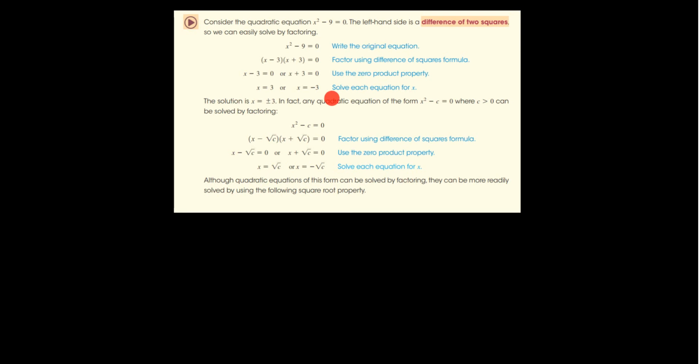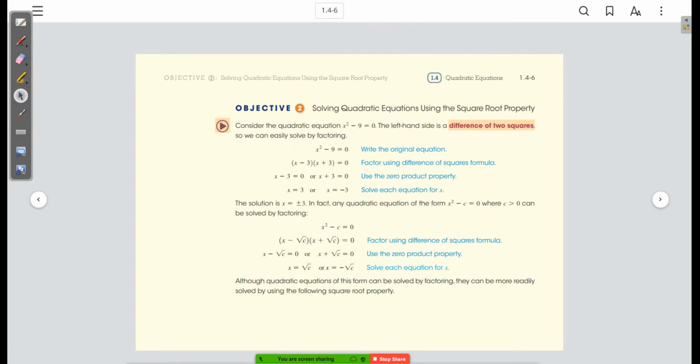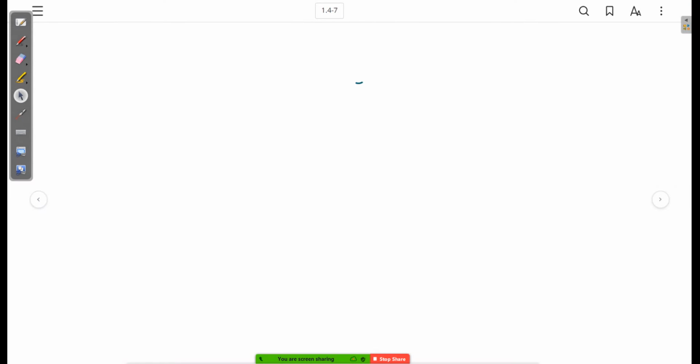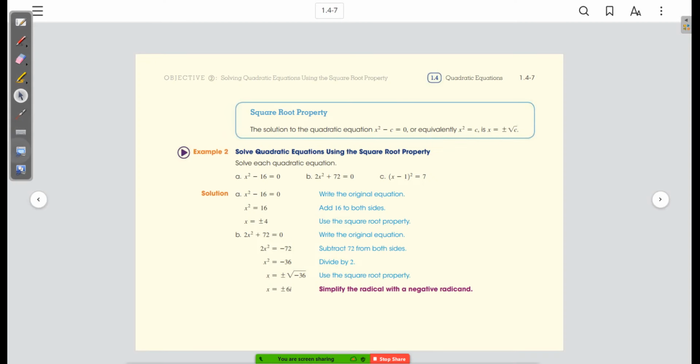In fact, any quadratic equation of the form x squared minus c equals 0, where c is greater than 0, can be solved by factoring. And we see that here. We just factor it and get our solution. This leads us into the square root property, and I'll go ahead and snip that along with the example.